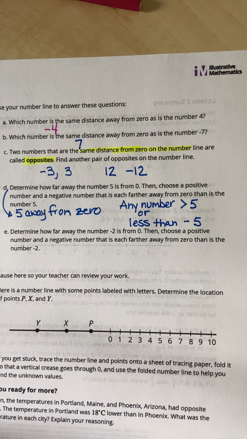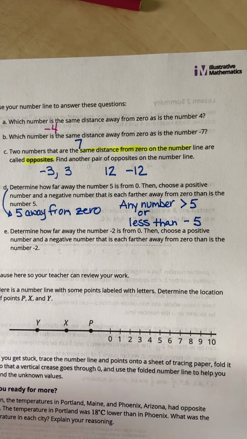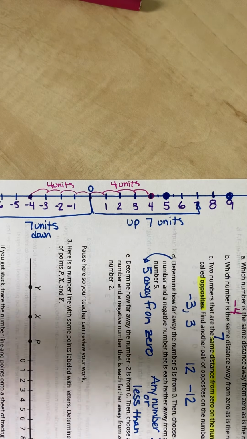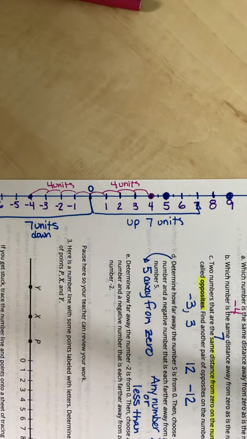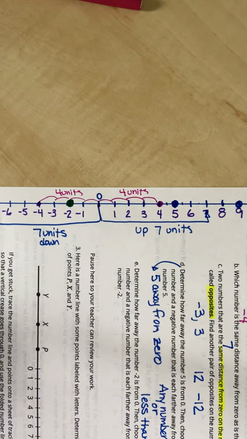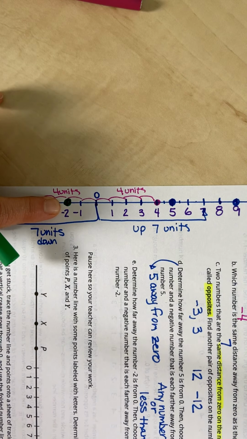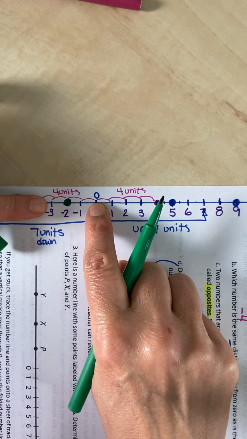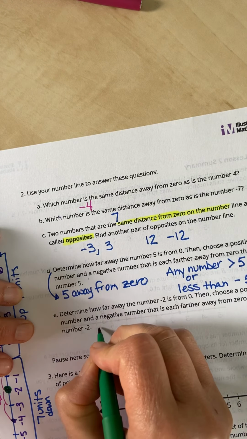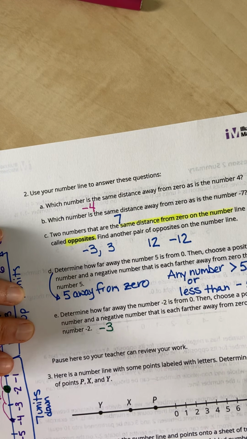This question says, determine how far away the number negative 2 is from 0. That would be 2 places from 0. Then choose a positive number and a negative number that are each farther away from 0 than negative 2. Negative 2 is 2 places away from 0. I want a number that's farther than that. Would negative 3 work? Yes, it's 3 units away from 0. So negative 3 would work.